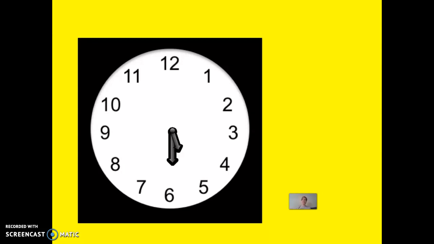Now, just like we told time to the hour, the first place that we want to look is the hour hand, the shorthand. And if I look at my shorthand here, it looks like it's pointing, well, it looks like it's pointing between 2 numbers. It's between the 5 and it's between the 6. And then the minute hand is pointing down at the 6.